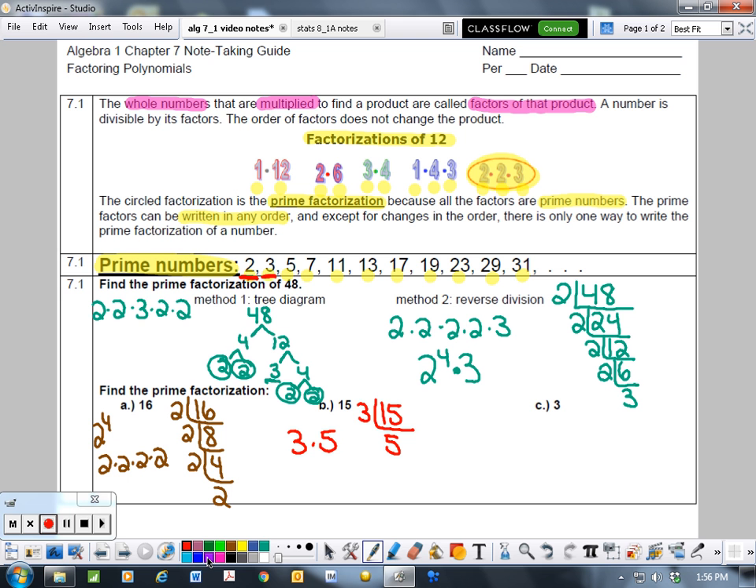And then our next one, 3, which is prime in itself, so its prime factorization is just itself, 3. And that's prime factorization for you. Again, you don't have to use my reverse division method. If tree diagram works for you, that's fine. Just make sure that you're consistently correct with your answers.